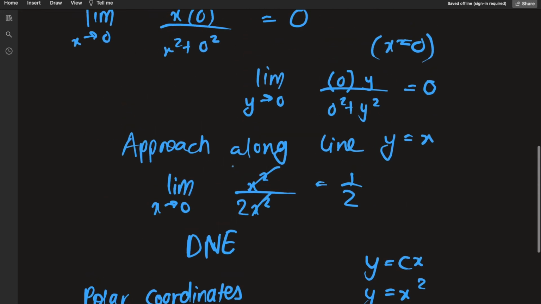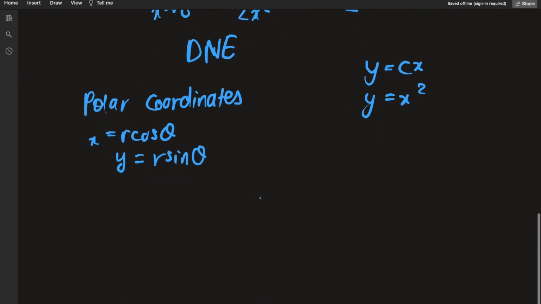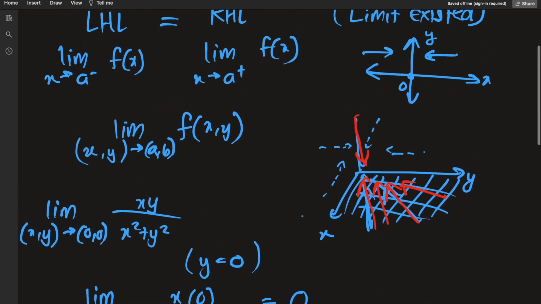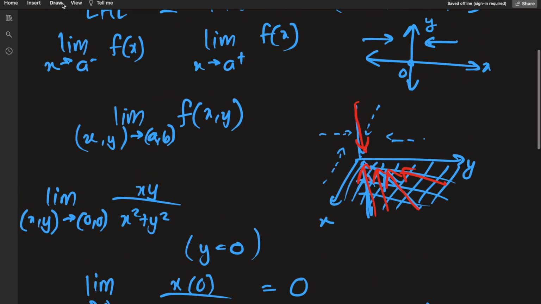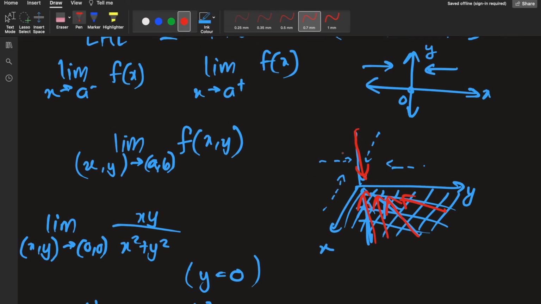Because when you do that, x, y approaching 0, 0 just becomes r approaching 0. Because what you're doing with the polar coordinates, you're setting up sort of a circle. And as r goes to 0, you're basically shrinking the circle down to the origin, or to the limit point. And since we're using a circle, it naturally takes into account all the directions.